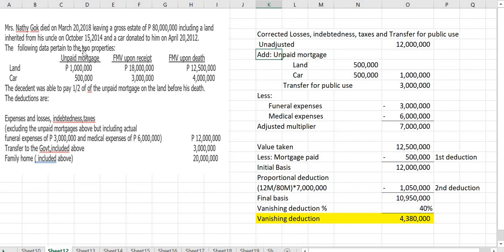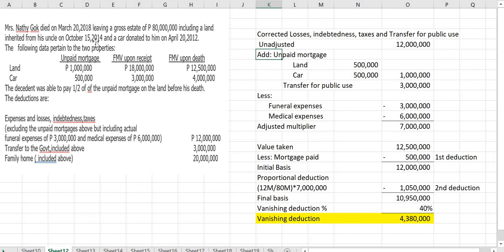The land, from October 15, 2014 to March 20, 2018, the date of death of the decedent, that's less than 3 years. But this car, which was received on April 20, 2012, up to March 2018, that's more than 5 years. So, it is no longer allowed a vanishing deduction.